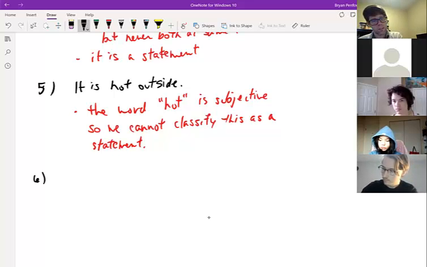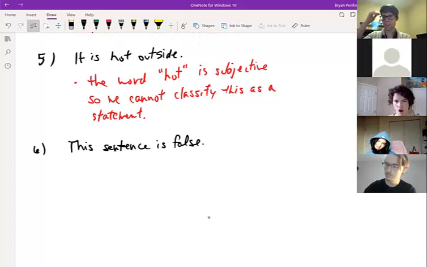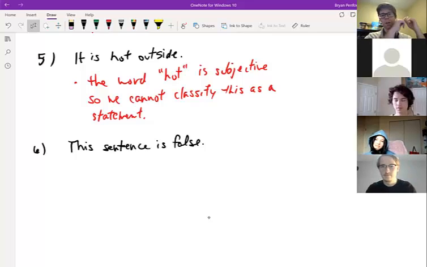And the last one, which we will end class with today, is fun. Okay, this one is always the funnest example to do on day one because it literally is going to start melting your brain a little bit. So the sentence is this. This sentence is false. That's what the sentence is.